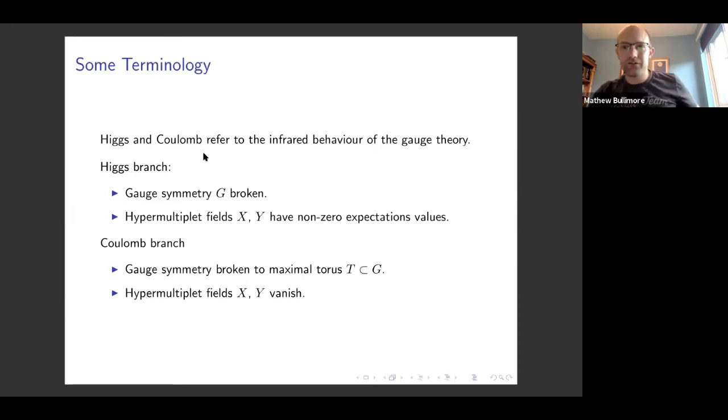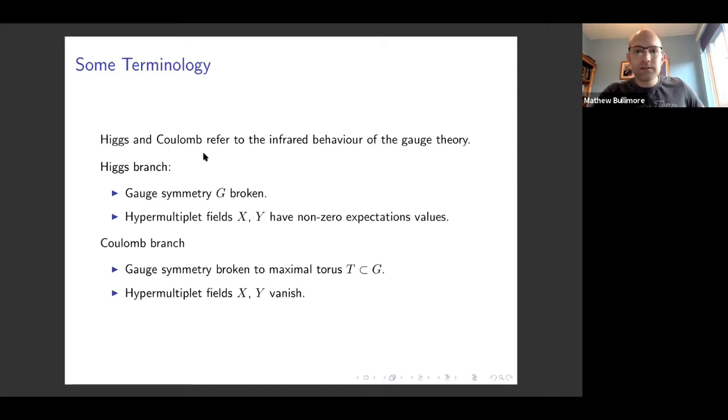Let me just, before I do that, I figured it would be good just for those people who perhaps are wondering about the labels, Higgs and Coulomb. So let me just tell you what that indicates. These labels, Higgs and Coulomb, are to do with the kind of infrared behavior of the gauge theory. If you're at a point on this moduli space and you look at the low energy behavior of the gauge theory, then Higgs and Coulomb are referring to the type of behavior. So Higgs branch generically means something where the gauge symmetry is broken and the matter fields X and Y have non-vanishing expectation values.